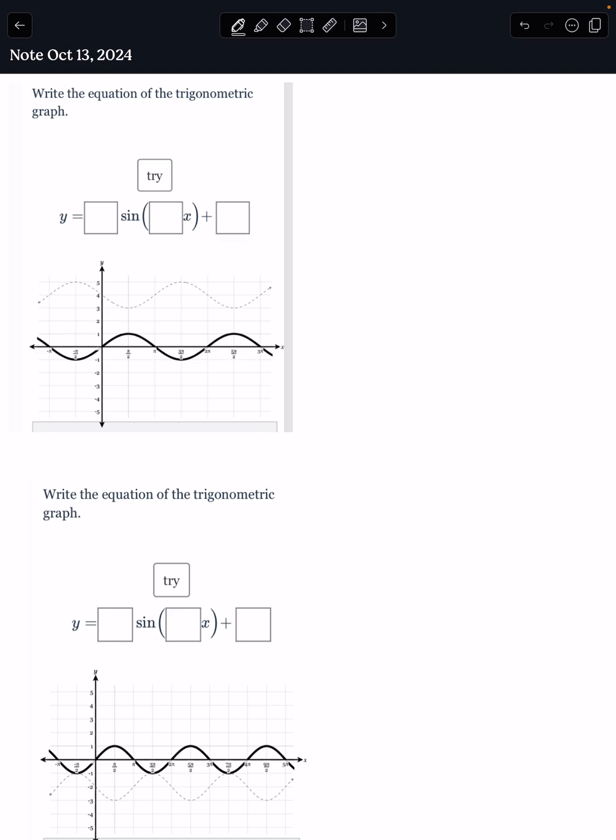All right, so just practicing, it's going to have the midline, amplitude, and reflections, okay? So 4.5a, sine, cosine, amp, midline, reflections is the name of the assignment. All right, so very similar to the other one.